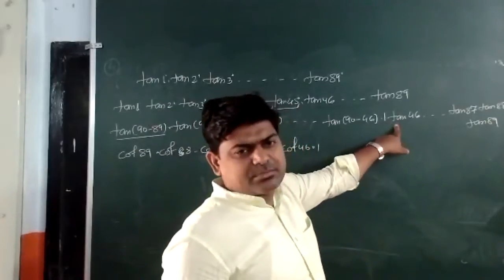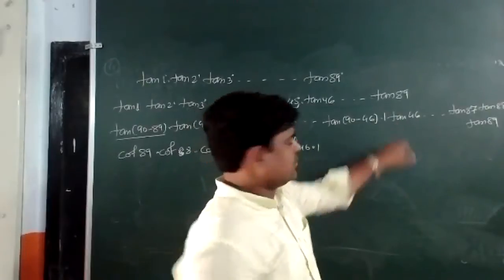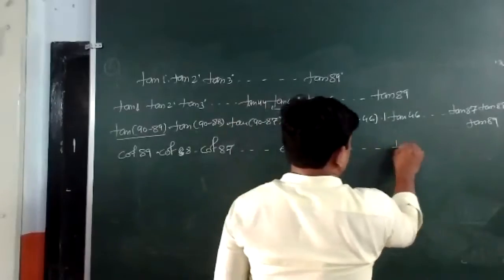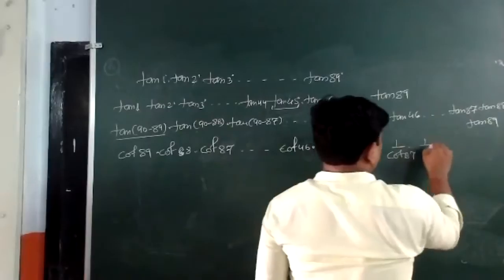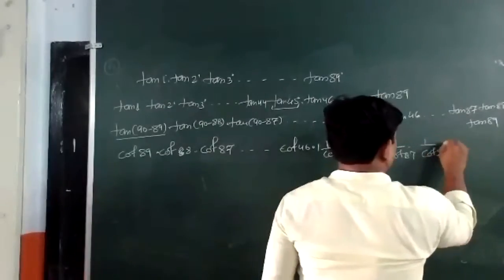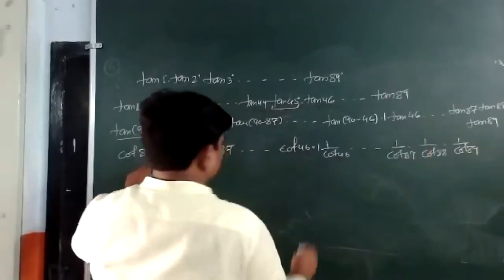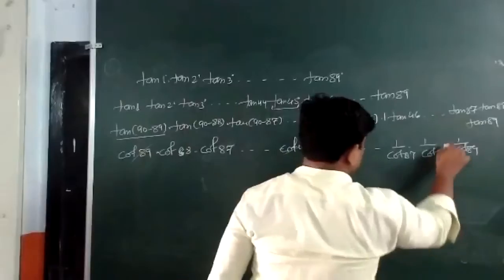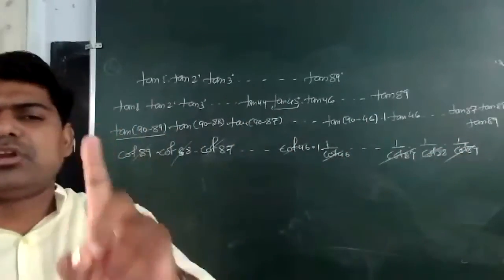Tan 46 can be written as 1 upon cot 46 or not? Yes, sir. It is 1 upon cot 46. In the same way, 1 upon cot 87, 1 upon cot 88, 1 upon cot 89. But we will see, this one's value is 1. All will eliminate, and we will have only 1.